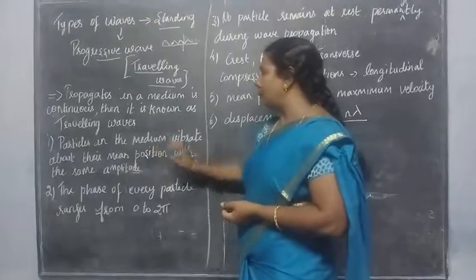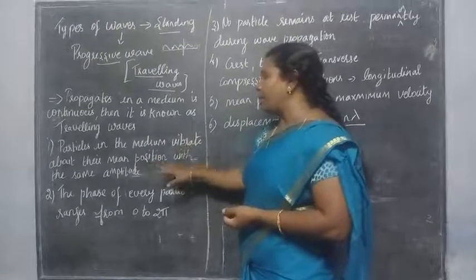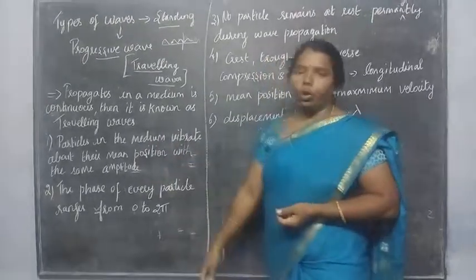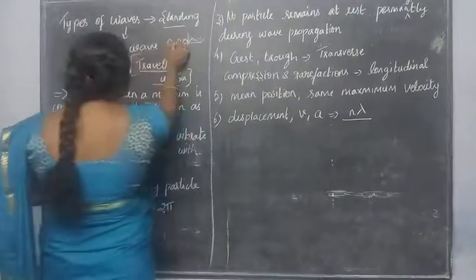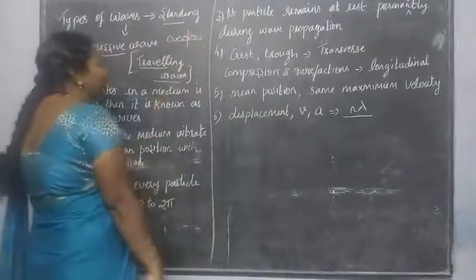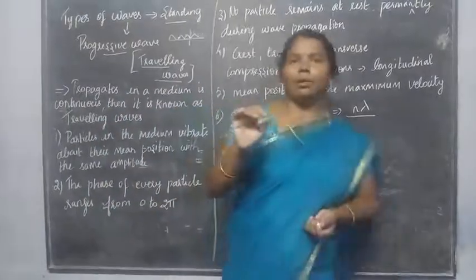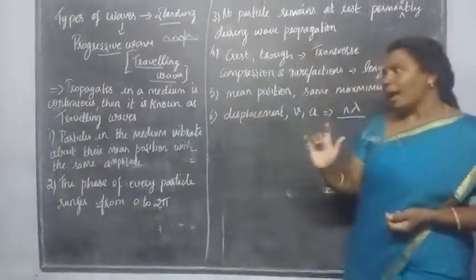The particles in the medium vibrate about their mean position with the same amplitude. What is called amplitude? The maximum displacement. The maximum displacement is called the amplitude. That is the term amplitude. The maximum displacement is called the amplitude.